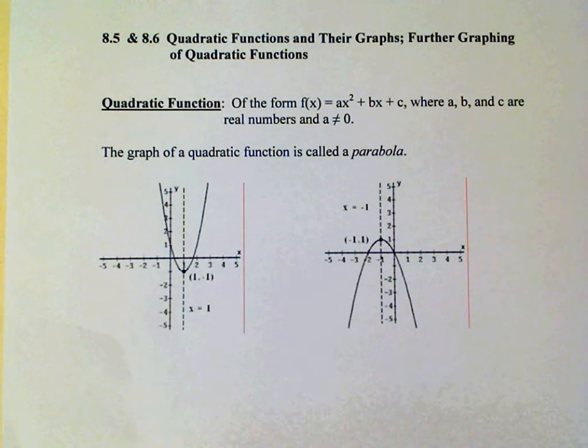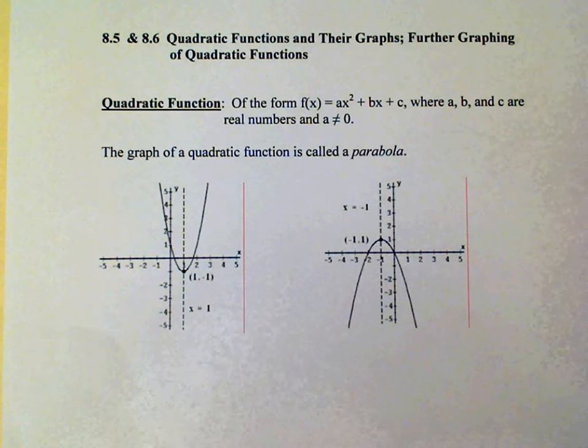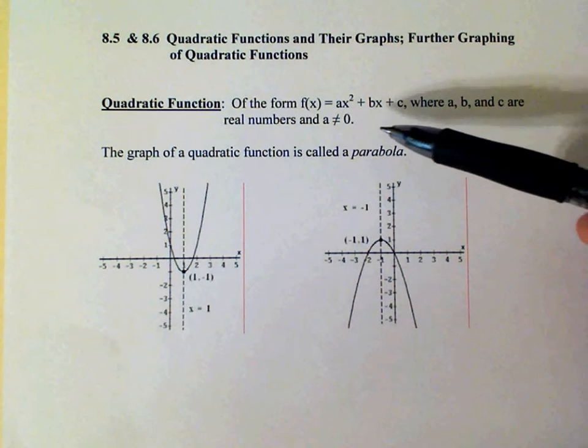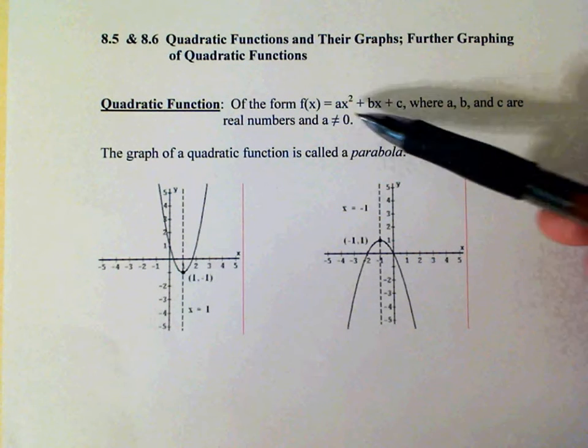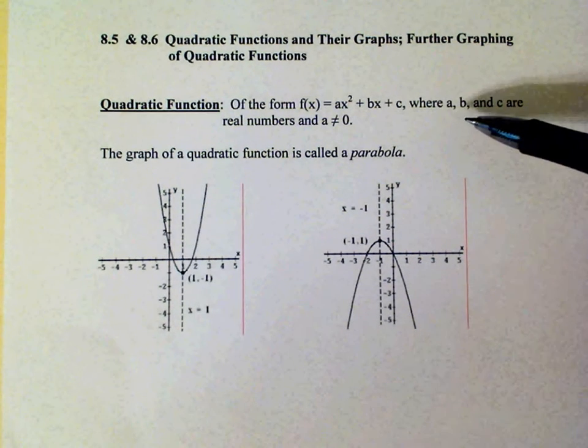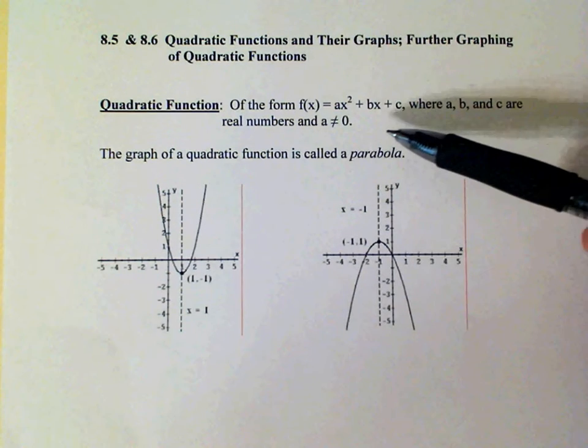Quadratic functions and their graphs. First off, a quadratic function is of the form f of x equals ax squared plus bx plus c. This is standard notation. A, b, and c are real numbers. A doesn't equal 0.